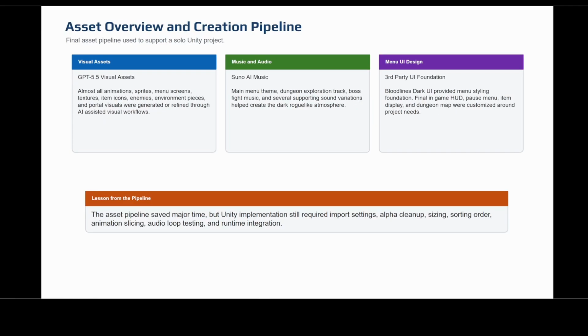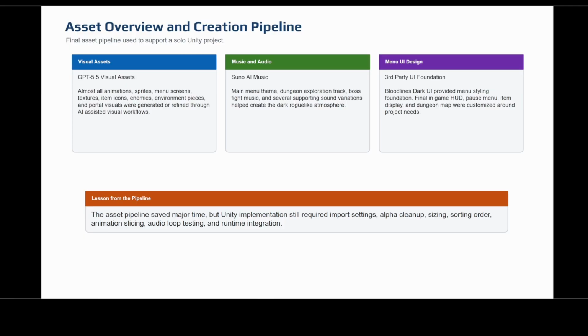The asset pipeline remained a major part of the project. Since this is a solo capstone and I am not an artist, AI-assisted asset creation made a very large difference. Almost all of the visual assets were generated or refined through GPT image workflows, including sprites, animations, item icons, and environmental pieces. For music, I used Suno AI to create the main music theme, dungeon exploration music, boss fight music, and supporting sound variations. The main menu and settings menu were also supported by the Bloodlines Dark UI asset pack.